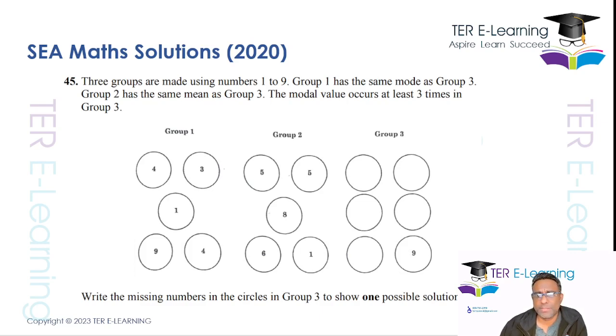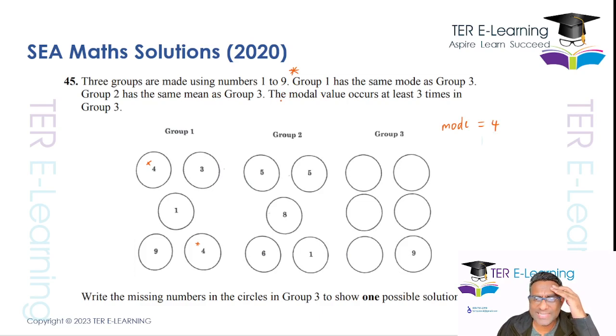So how are we going to do this? Let's read what they said here. Group 1 has the same mode as group 3. So when you look at group 1, you realize I have a 4 here and I have a 4 here. So this is what we know about group 3. The mode for group 3 has to be that same mode. So that has to be 4. So that is what this information is giving me here.